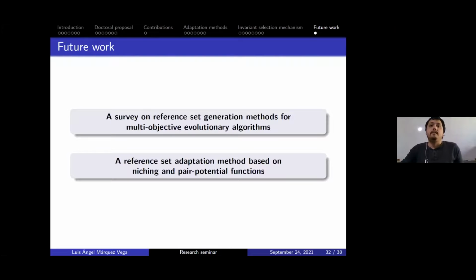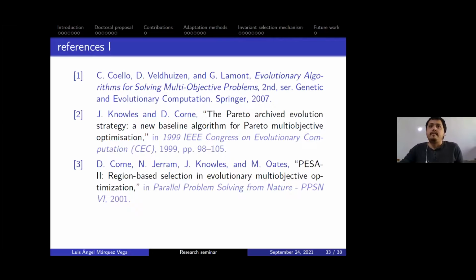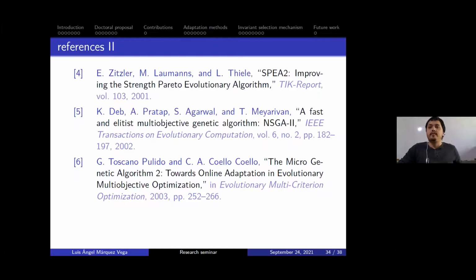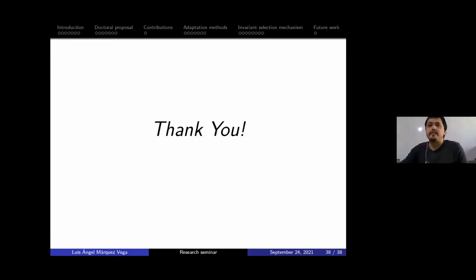As current work, I'm working on a survey on reference set generation methods for multi-objective evolutionary algorithms to describe strengths and drawbacks of different reference set generation methods. And I am exploring the capability of our proposed selection mechanism to be used as a reference set adaptation method that promotes an invariant performance of MOEAs that require reference sets, which is the main objective of my doctoral proposal. These are some references used in this presentation, and thank you so much for your attention.